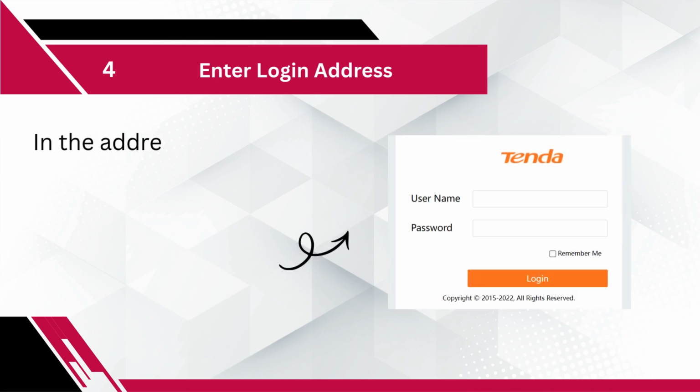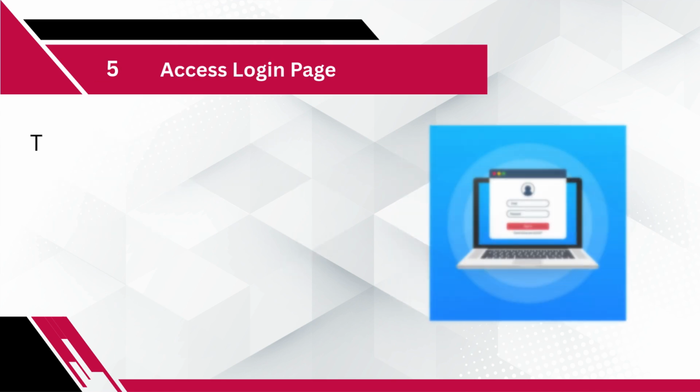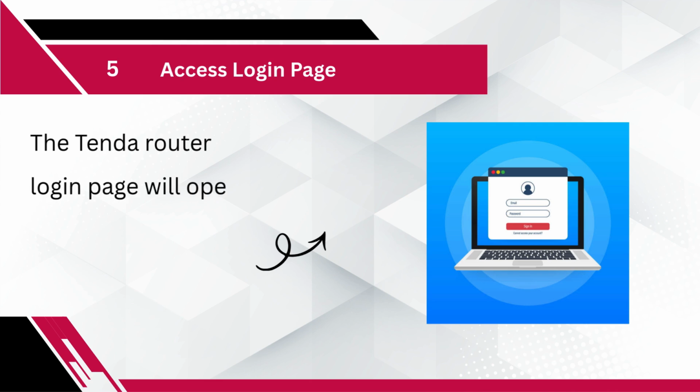4. Enter login address. In the address bar, type 192.168.0.1 or tendawifi.com and press enter. 5. Access login page. The Tenda router login page will open automatically.